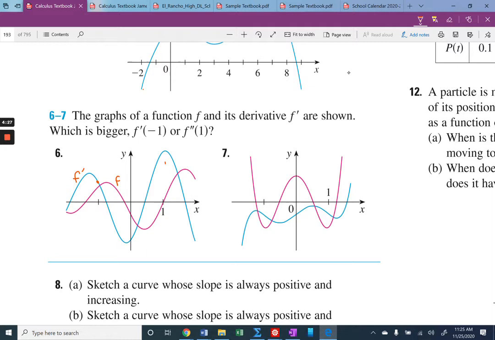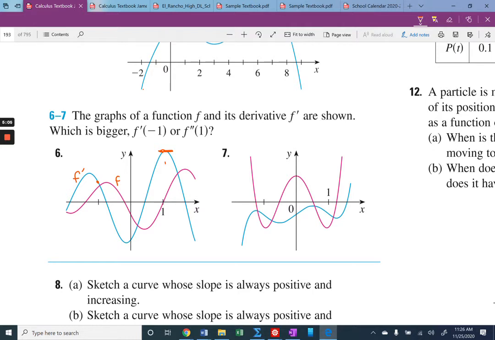Now, what about f double prime of 1? Remember, f double prime is the derivative of f prime. So if I look at x equals 1 right here, it looks like the graph of f prime has a horizontal tangent line right there, which means its derivative at that point would have to be 0. And so that means f double prime of 1 is 0. And since f prime of -1, this output right here, is a positive number and this is 0, now we know which one's bigger.